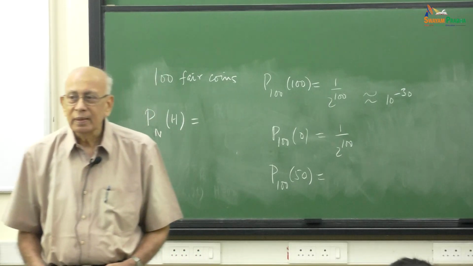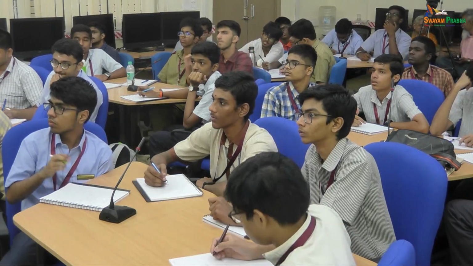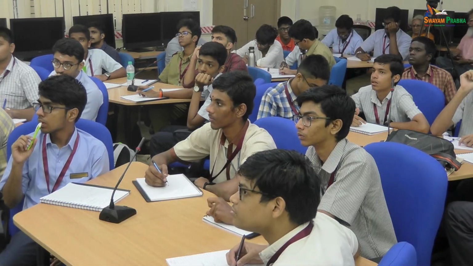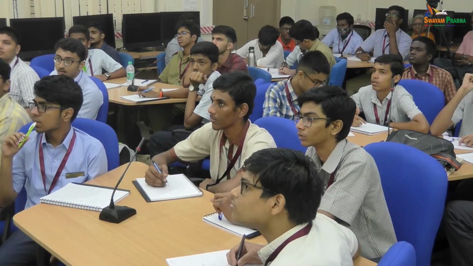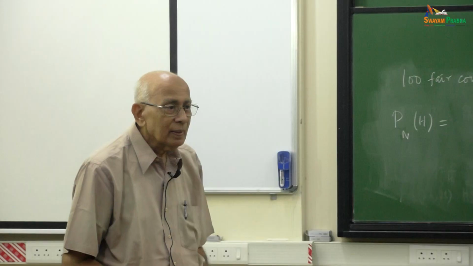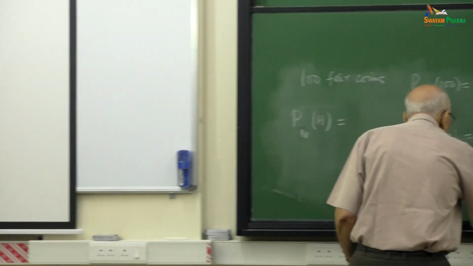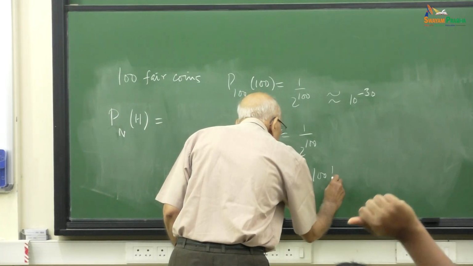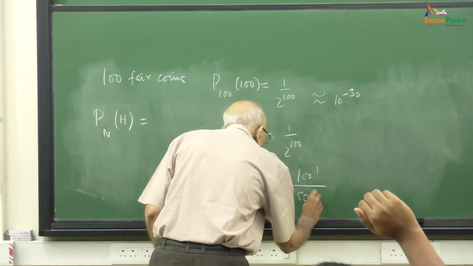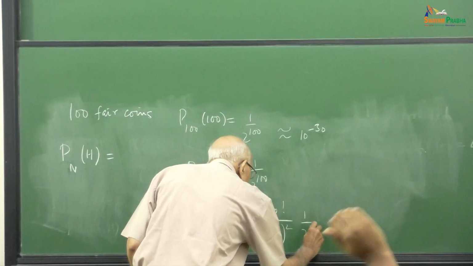P100(50). So he said that if you toss 100 coins, you're pretty much likely to get 50 heads, 50 tails. We're going to find out if what he said is true or not. So it's 100C50, which is 100 factorial divided by 50 factorial squared, times 1 over 2 to the power 100.